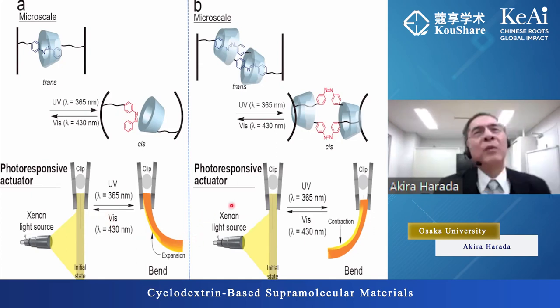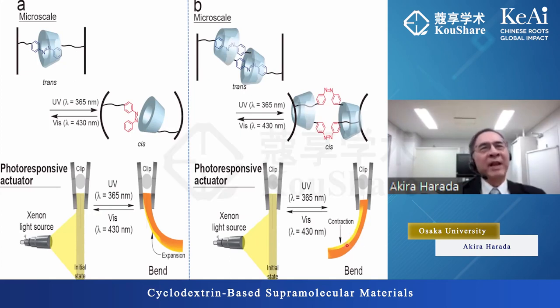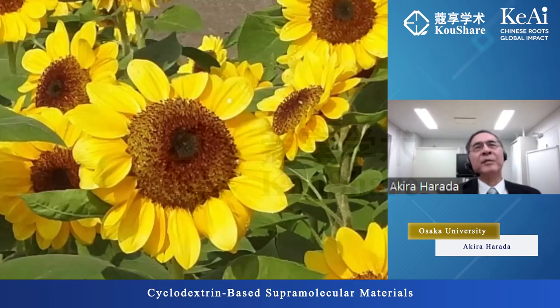The second one, when daisy chains were incorporated into the gel, the gel shrunk by the UV light irradiation. So when the gel strip was irradiated with UV light from the left-hand side, in this case, the gel strip bent toward the incident light. Right here, they're very different directions. So we can control the direction of the movement by the construction of the molecules.